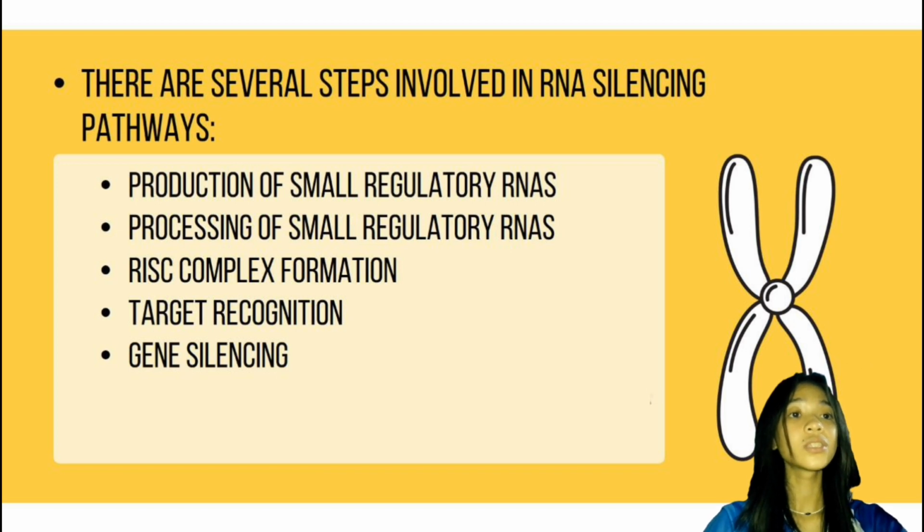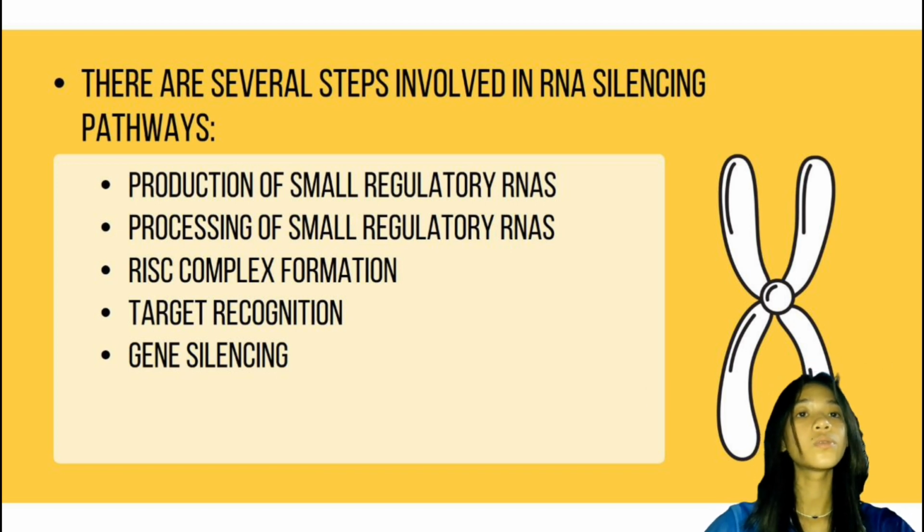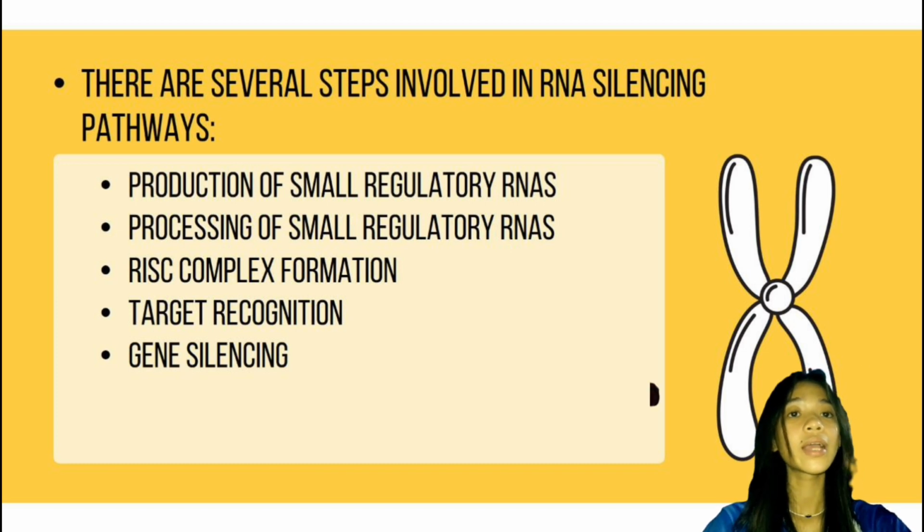And last, gene silencing. So, first, siRNAs can be derived from exogenous double-stranded RNA or from long double-stranded RNA molecules that are produced endogenously. miRNAs are transcribed from genes in the genome and are folded into hairpin structures. Second, siRNAs and miRNAs are processed by enzymes such as Dicer into mature single-stranded RNA molecules.